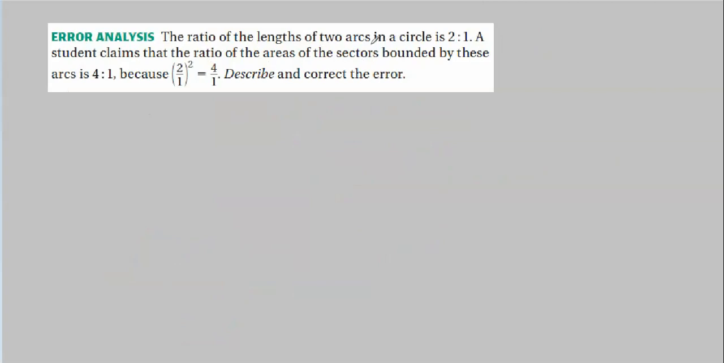The arc lengths of two arcs in the same circle are in a ratio of 2 to 1. So what that means is that the measure of one arc is double the measure of some other arc. We'll call them AB and EF. What's the relationship between the areas of these two arcs? Well, remember, the measure of an arc is the same as its central angle. So if the central angle for AB is alpha, then the central angle for EF is 2 alpha.